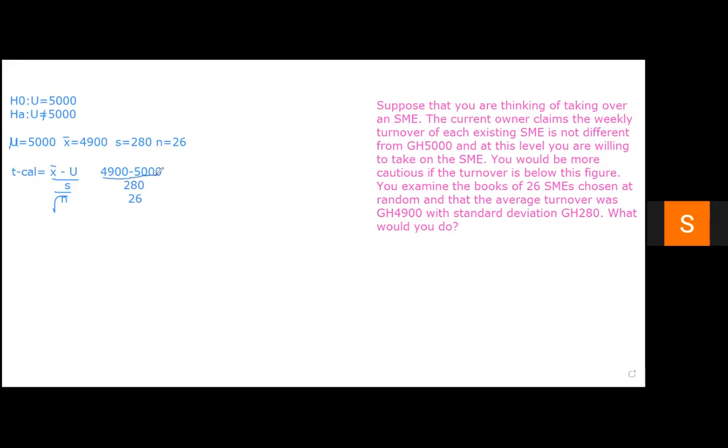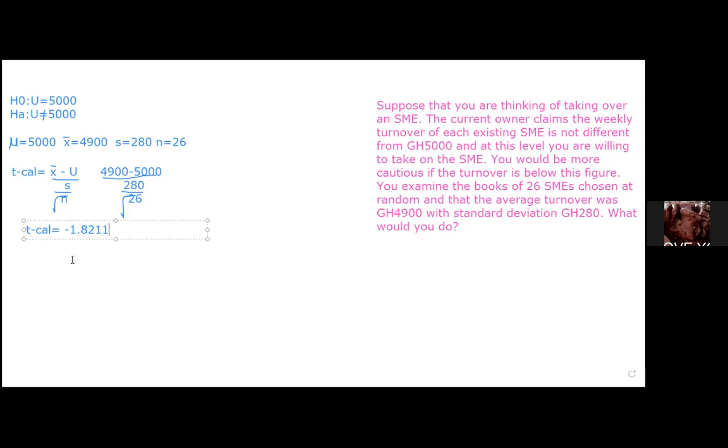Yes, what did you get? Negative 1.8211, to four decimal places. So T cal is equal to negative 1.8211. So that's the T cal.